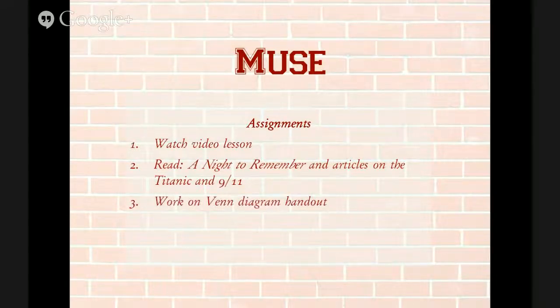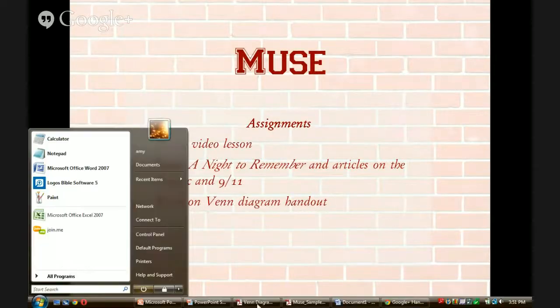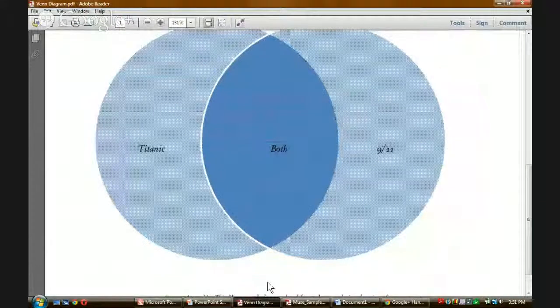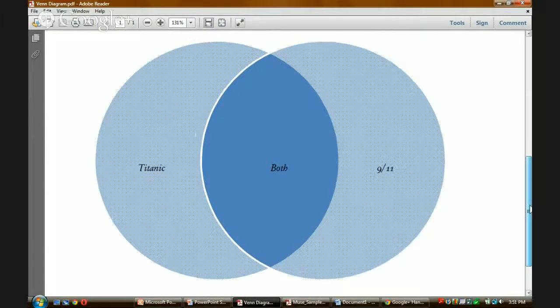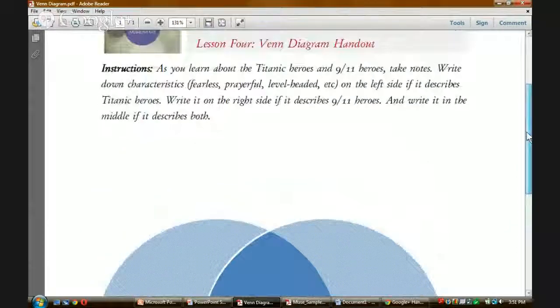Next, you're going to work on a Venn diagram handout. Now, Venn is just someone's last name. He was the guy who came up with this diagram, and I put the diagram on the screen. It's basically two or more overlapping circles. So as I said, we're going to be comparing the heroes aboard the Titanic with the heroes of 9/11. So you'll see one circle that is called the Titanic, you'll see the word Titanic here, and another circle over here with the word 9/11. So what you're going to be doing is using this diagram to take notes.